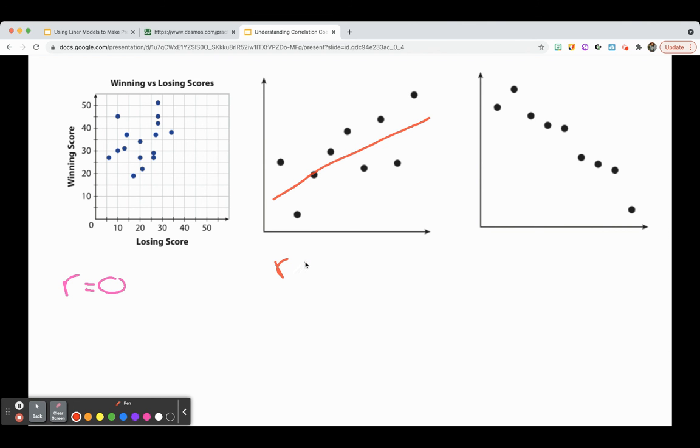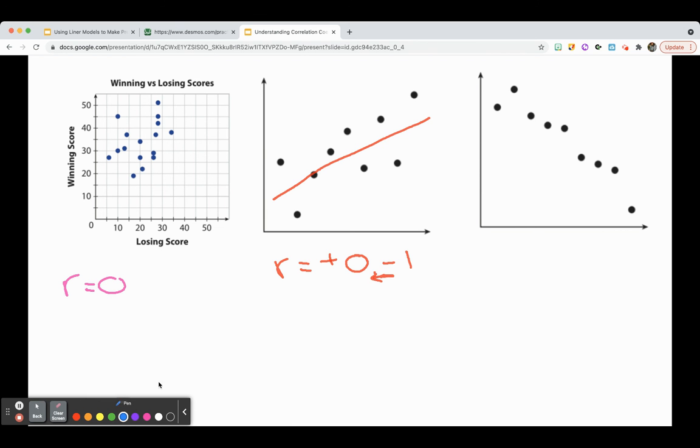Now it is positive, so R is going to be a positive number, but it's not going to be close to 1 because those points and those data plots are still scattered even if I drew a line through there. So it's going to be between 0 and 1 and probably really closer there to that 0 sign.